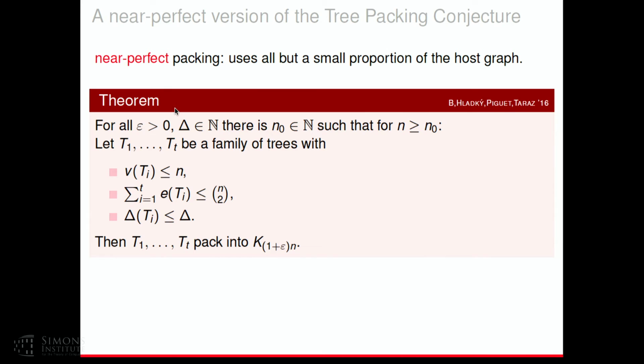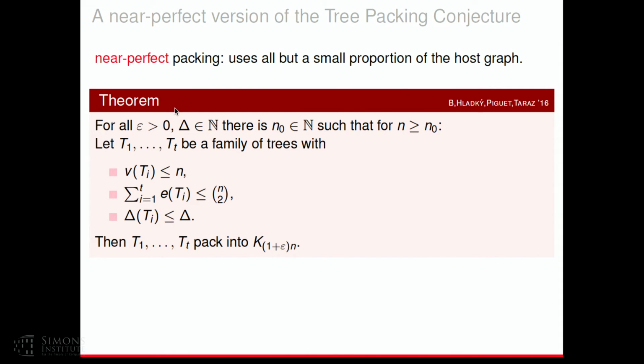Now, as I said, we don't pack into the complete graph on n vertices, but we pack into the complete graph on (1 plus epsilon) times n vertices. And then we could weaken the conditions in the conjecture a little bit, just because we have this more space. So now we don't need to know so precisely anymore how many vertices each tree has, as long as we know that it has at most n vertices.